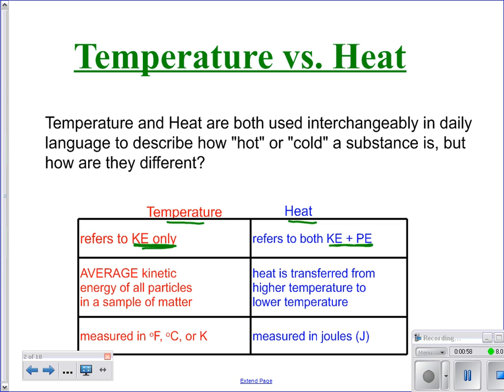If we look at the definition of temperature, the definition is the average KE, average kinetic energy, of all particles. So the average kinetic energy of the particles. Whereas heat is going to be, if we look at the definition, transferred from higher temperatures, higher T, to lower temperatures, lower T. So it's showing us a direction of that energy, how it's moving.